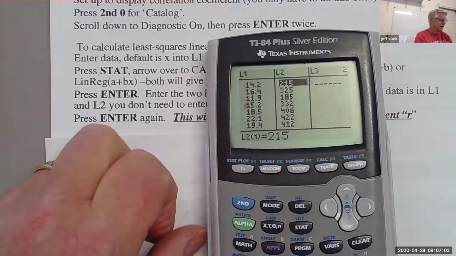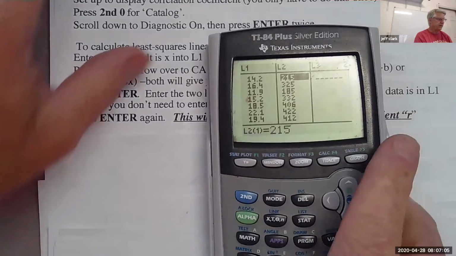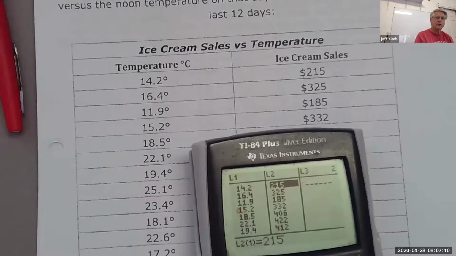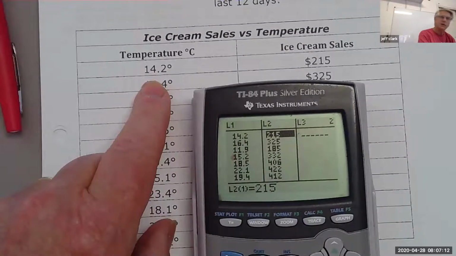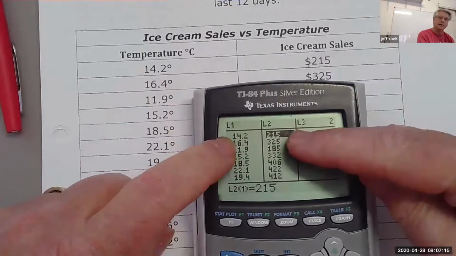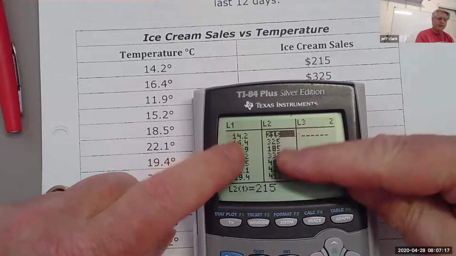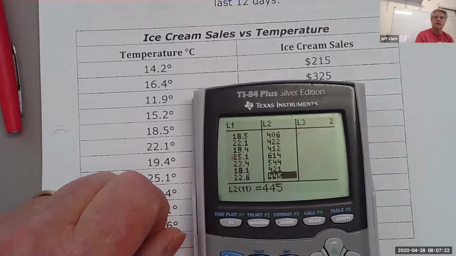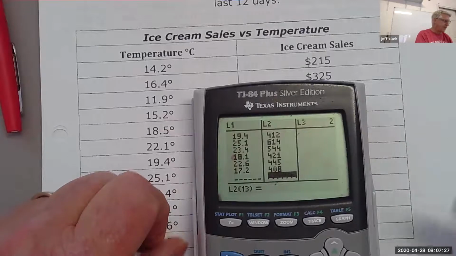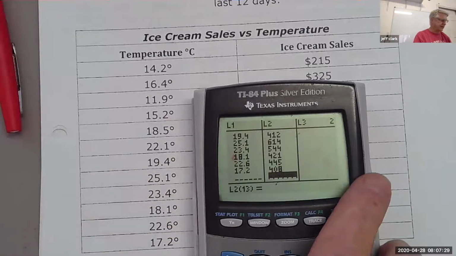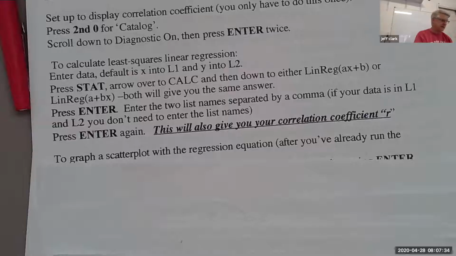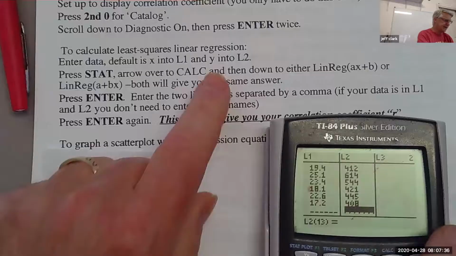And again, what did I enter? Go back to your ice cream sales. I entered these values. And as you can see, it looks like 14.2 and 215 are related right there. So enter all those as I did, up to 12 values. Once I've entered those, go back to the instruction page right here. So right here, I'm at this stage.